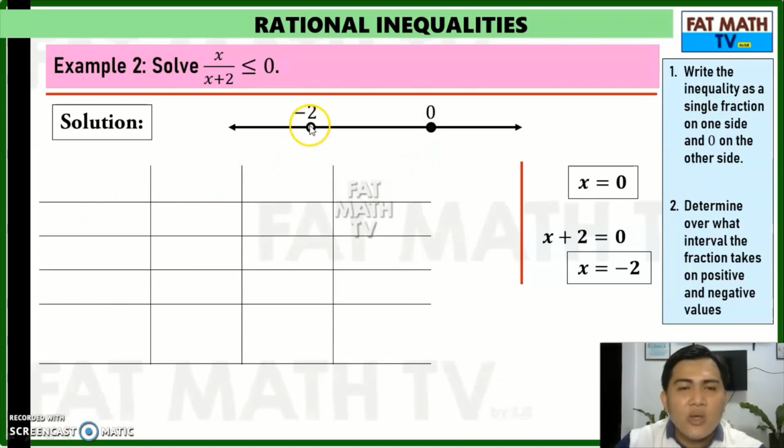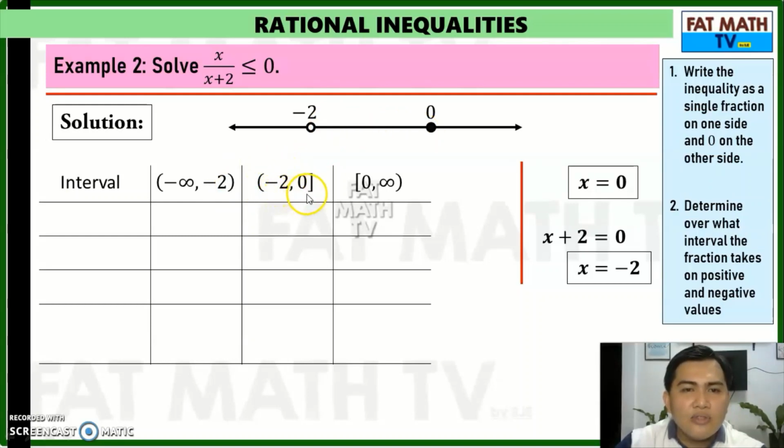And then we will make our sign analysis. So what are the intervals made by these two values here? So we have here from -infinity to -2, not including -2. And then here at the middle, -2 to 0, not including -2, but including 0. And lastly here, from 0 to infinity. So these are the three possible intervals that will satisfy our given inequality. So we should identify test points. For this case, less than -2, let's choose -3.